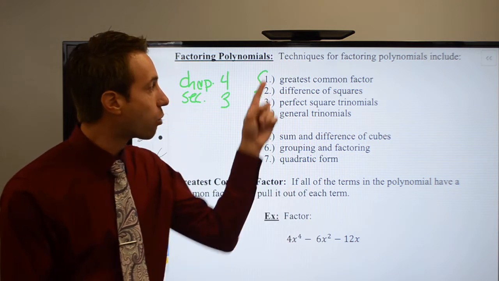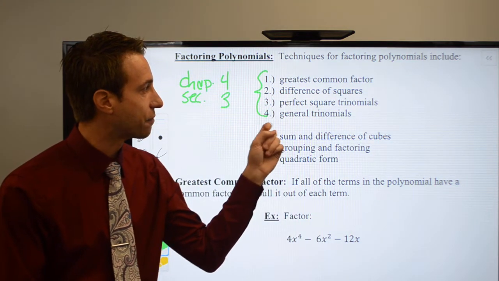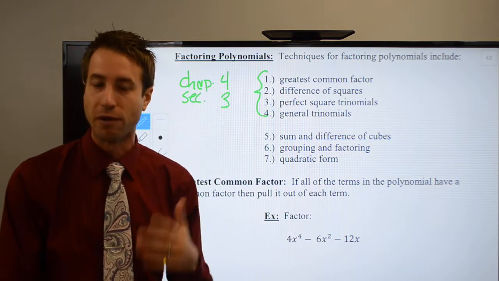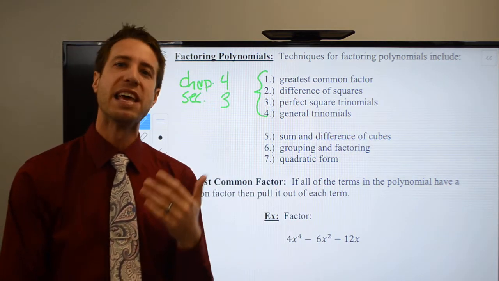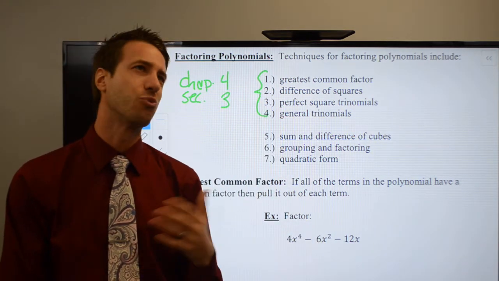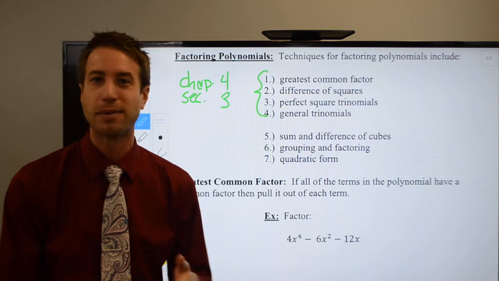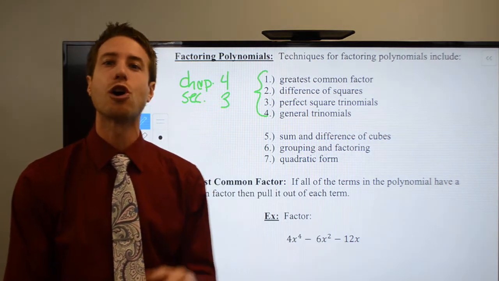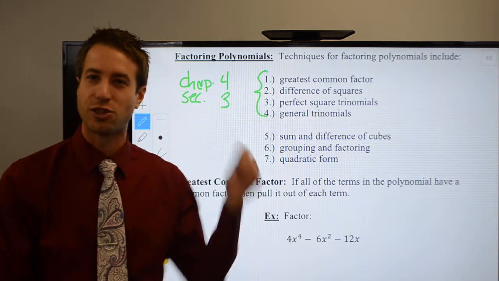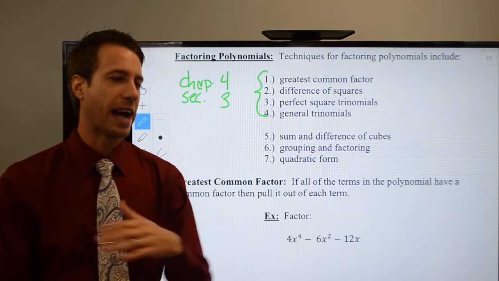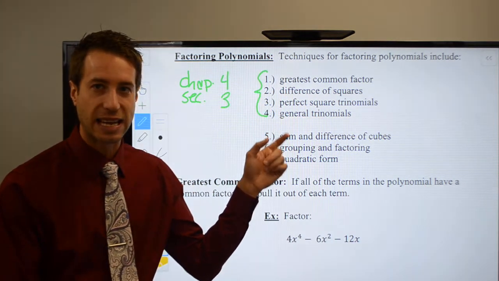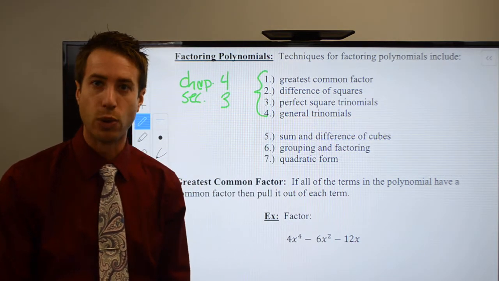All right, so we have already gone through greatest common factor, difference of squares, perfect square trinomials, and general trinomials. I will quickly review them with you again here, but if at any time as I'm going quickly through these first 4, you think, wow, I really don't remember how to do that, or I probably need to brush up on that, just go back to the videos from chapter 4, section 3, and rewatch that particular section. I spend much more time discussing those 4 techniques. I'm just going to review them with you here.